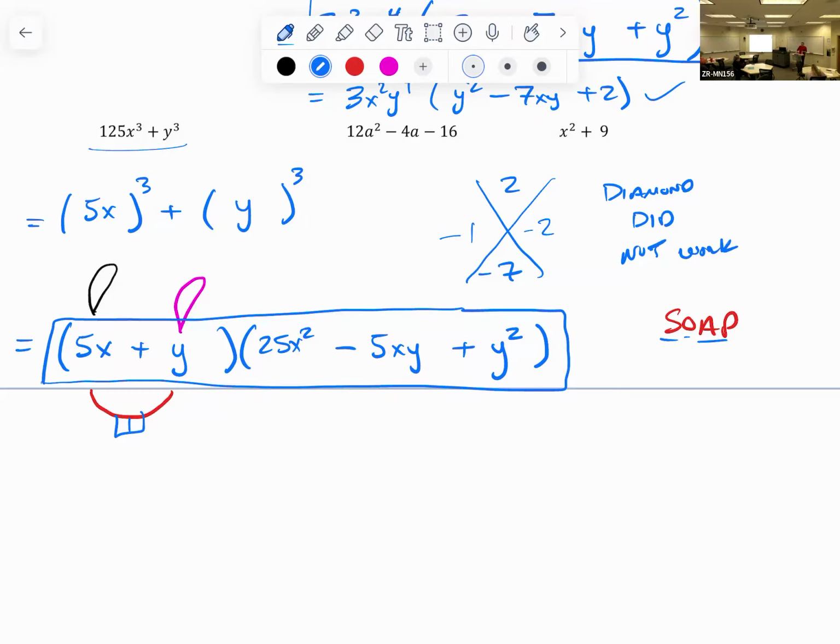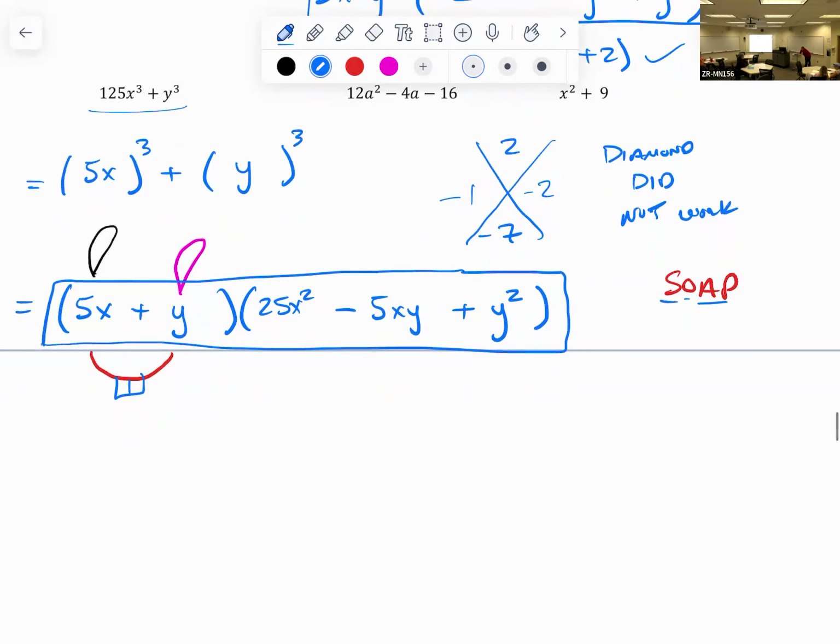That's why, with this dance move, you use SOAP on the bunny. It is only for cubes. But that's why it is a super specialized dance move, because we don't factor cubes a lot. We do the diamond way more than cubes. This dance move is so special because it doesn't come up a lot, but it's very specific.